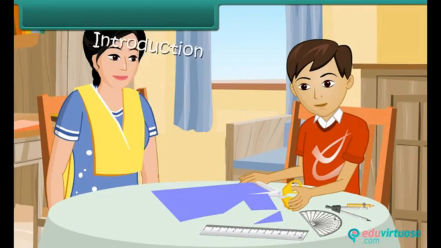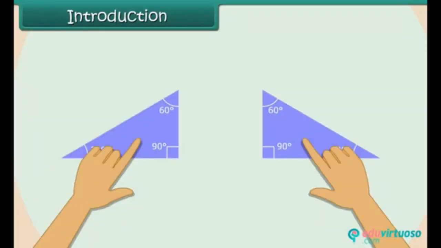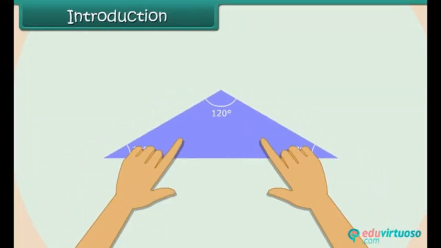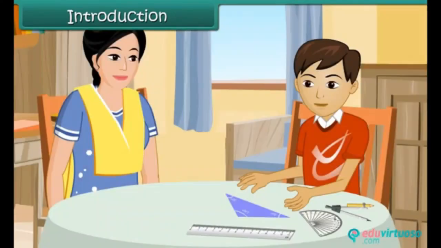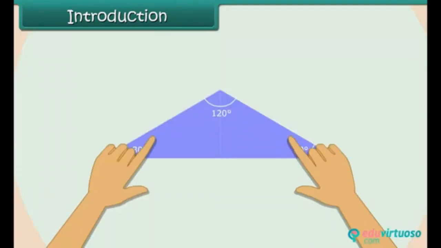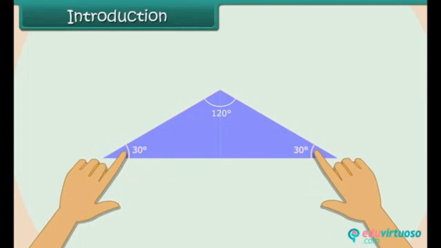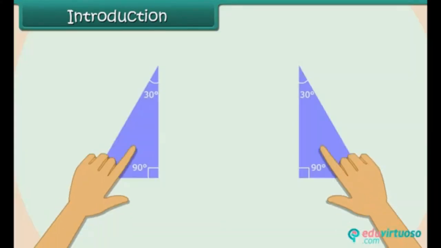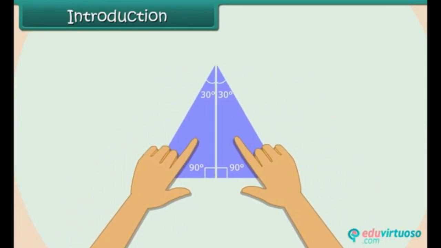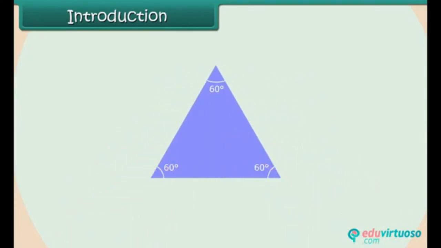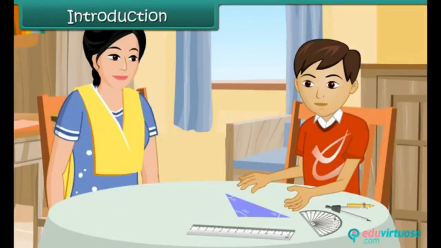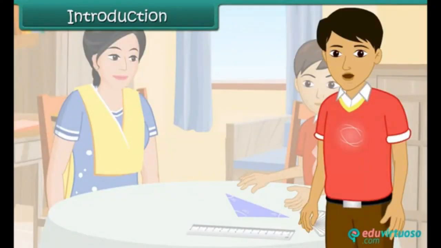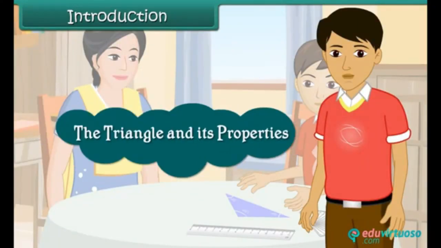Introduction. Mom, look! I made a new triangle by joining two identical right-angled triangles. That's great, Nick. Did you observe the sides and angles of the new triangle? Yes, Mom. Two sides and two angles are equal. Wonderful. Now join two right-angled triangles to create a new triangle with all sides and all angles equal. I have done that as well, Mom. In this lesson, you will learn about the triangle and its properties.